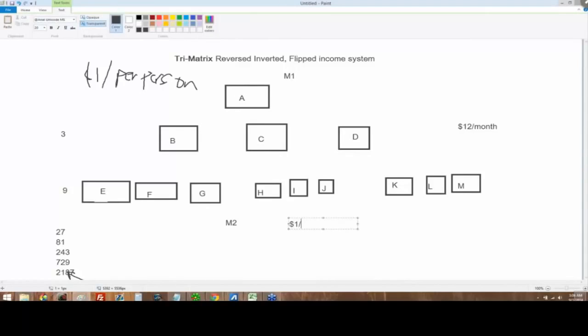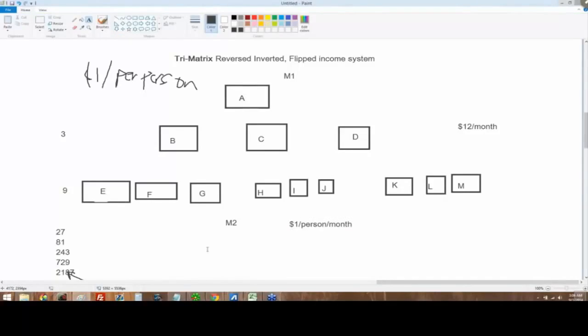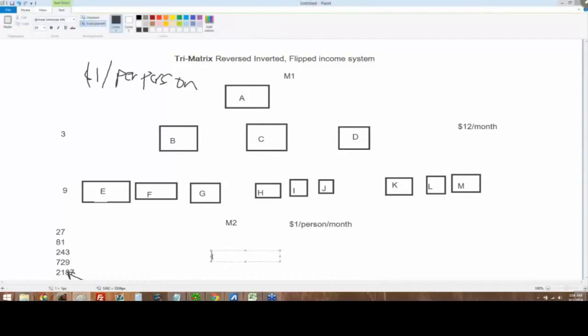And M2 is the same way. It's $1 per person per month. Again, that means that now M is going to be making $12 a month, while A is also making $12 a month, even though neither one of them have recruited many people at all. Given the math behind it, there are too many people, the 2,100 people here, and it's not going to be sufficient to flip it once. So then we do a second thing.